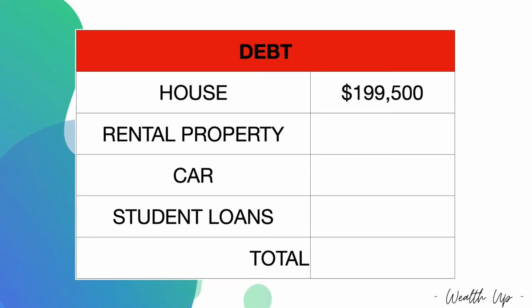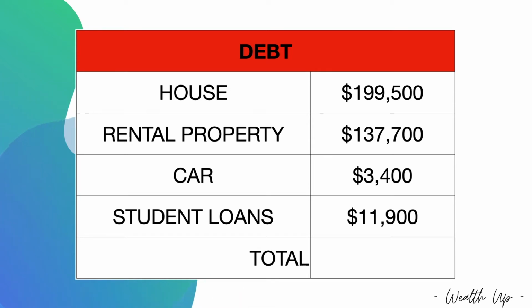$199,500. The rental property has a mortgage of $139,700. The car loan has a balance of $3,400, and my student loans have a balance of $11,900. This brings my total debt to $352,500.